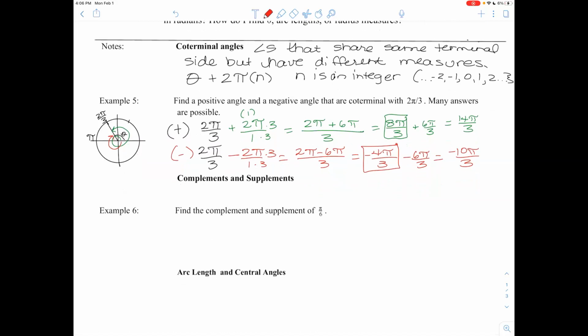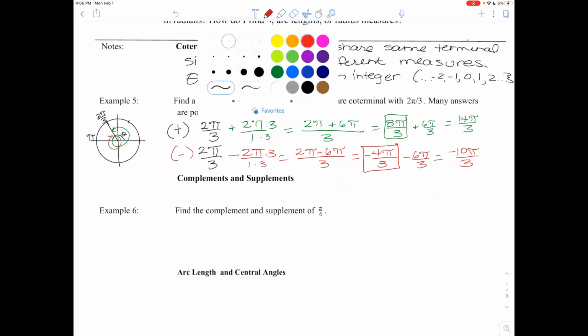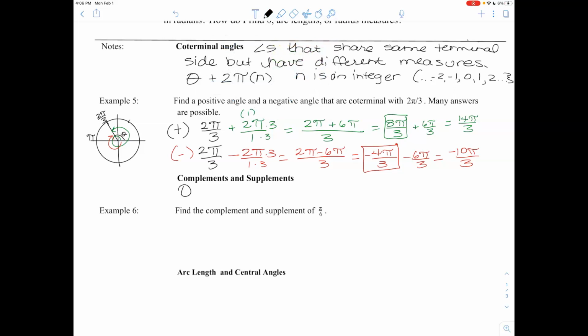Let's talk next about complements and supplements. All right, so if theta is my original angle, then pi over 2 minus theta would give me my complement, okay? And if we want theta's supplement, then theta's supplement would be pi minus theta. That would give us our supplementary angle, right? Because pi over 2 is 90 degrees or a quarter of a rotation, right? Because complementary angles have to add up to 90 degrees or pi divided by 2, all right?